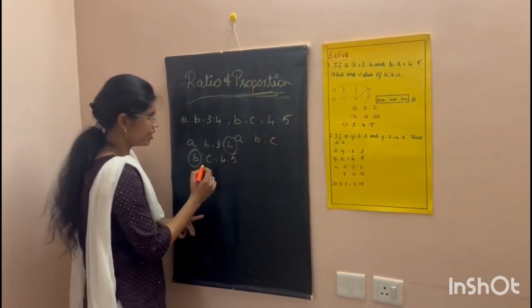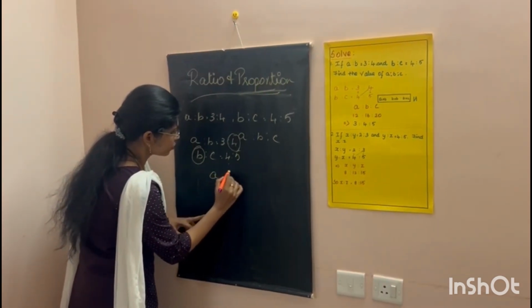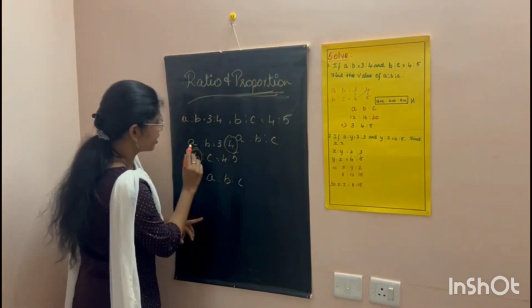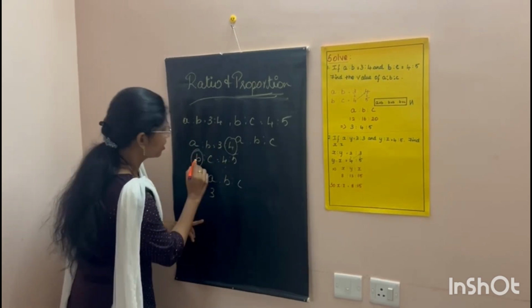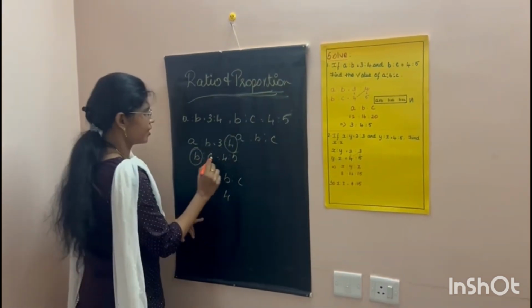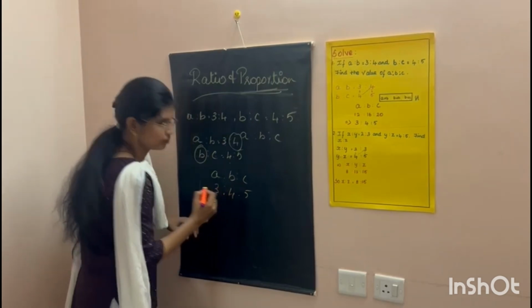So we can easily get the answer: A is to B is to C, where the value of A is 3, the value of B is 4 and the value of C is 5.